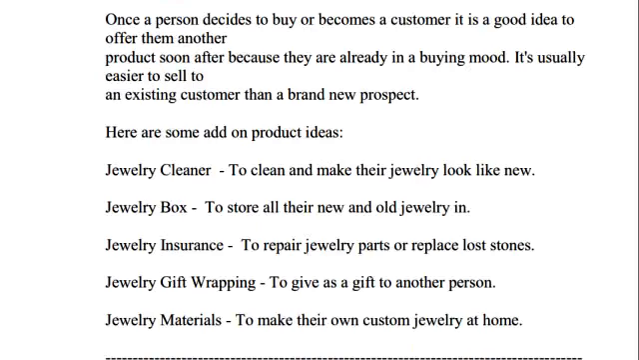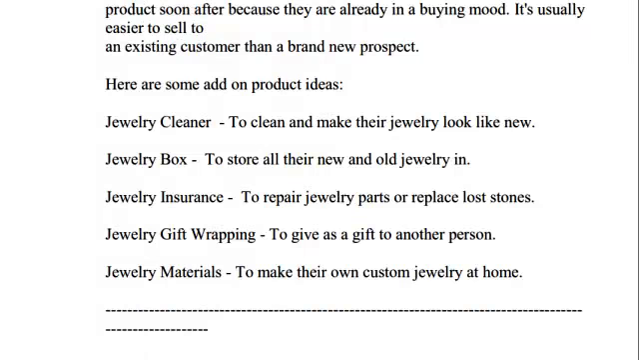Some of the other products you can sell with jewelry would be naturally jewelry cleaner and a jewelry box. You might consider jewelry insurance. This is something that a lot of people that buy finer jewelry might be interested in. Gift wrapping, special gift wrapping or gift boxes to put the jewelry in. And then again, jewelry materials. If you're into jewelry crafting, you might want to do something like crafting jewelry.